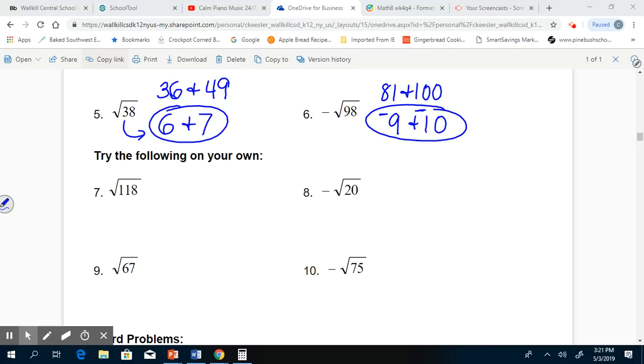Okay, so you're going to try 7 through 10 on your own. You can pause now and do those first, or you can come back to it after I'm done with the one example word problem.